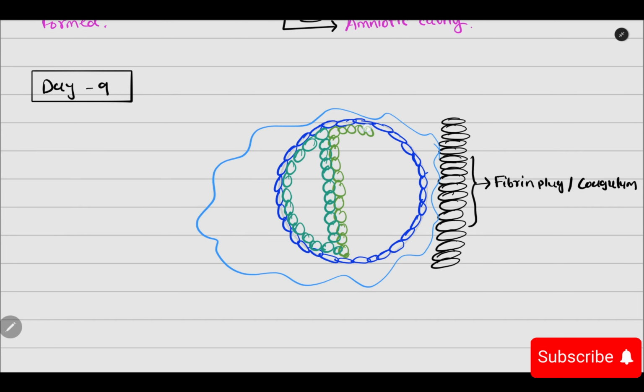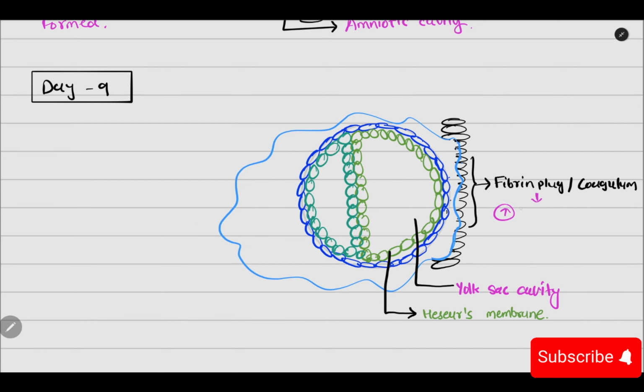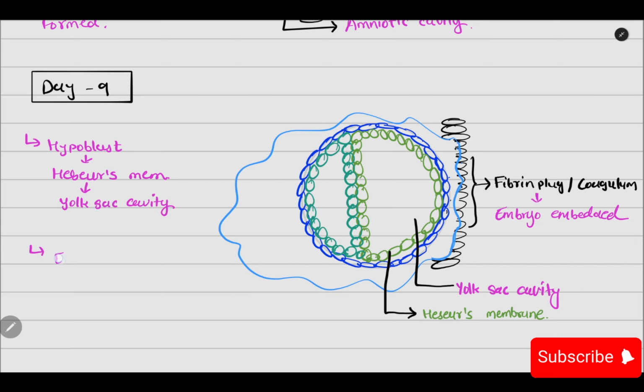The hypoblast forms a membrane called Heuser's membrane, which creates the primary yolk sac cavity. More than half of the embryo is now implanted inside the endometrial lining. So we have coagulum fibrin plug formed. Hypoblast forms Heuser's membrane, primary yolk sac cavity. Amnioblasts cover the amniotic cavity on day 9.